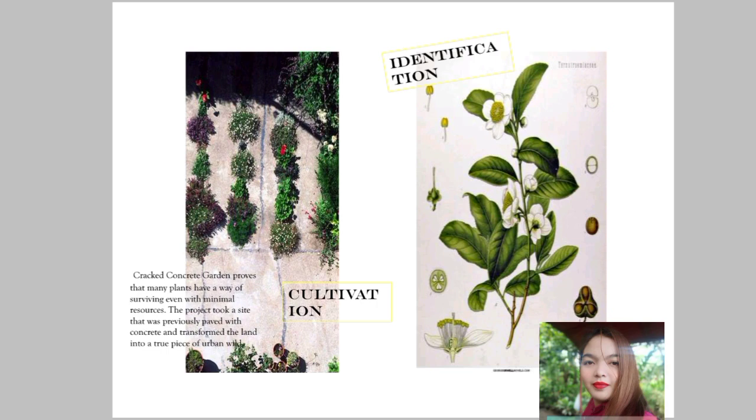So the cracked concrete garden proves that many plants have a way of surviving even with minimal resources. The project took a site that was previously paved with concrete and transformed the land into a true place of urban wild. Because of the help of the concrete, there are lines. So, water will flow.